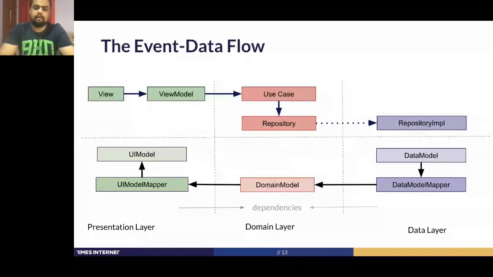So whenever a view requests data, it will go up to the repository layer, and from the repository layer back to the view. But at no point of time will you find any breakage in the dependencies. The dependencies remain the same. The presentation layer will depend on the domain layer, and the data layer will depend on the domain layer.